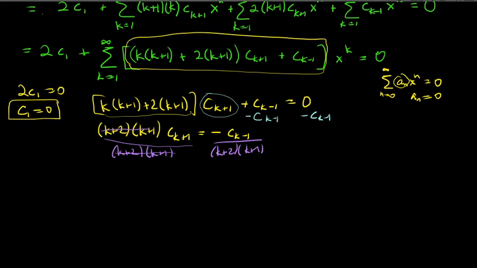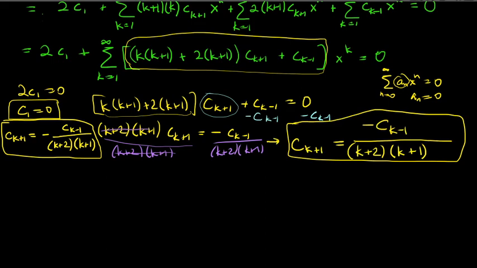and we solve for ck plus 1. So let's see if I can squeeze that in here. So ck plus 1 is going to equal negative ck minus 1 divided by k plus 2 times k plus 1. I hope that's big enough, because this is actually the important thing here. This is our recurrence relation. So in fact, let me write it over here. I'm just going to write it bigger. Give me 1 second. Okay, there we go. There's our recurrence relation.